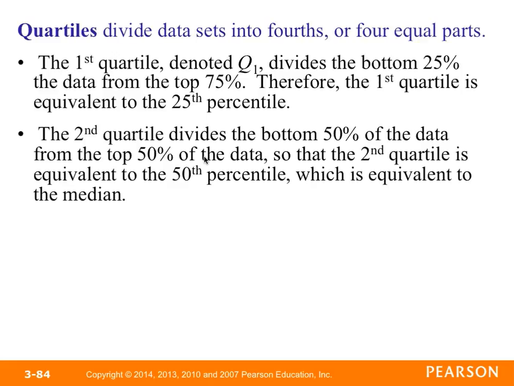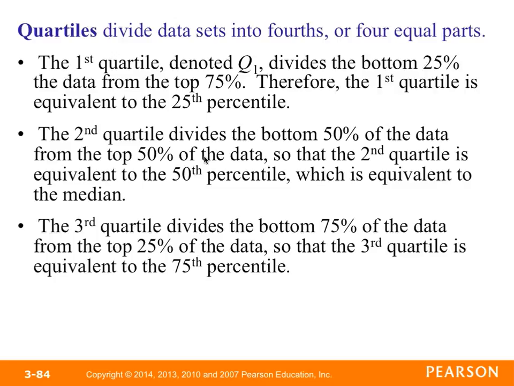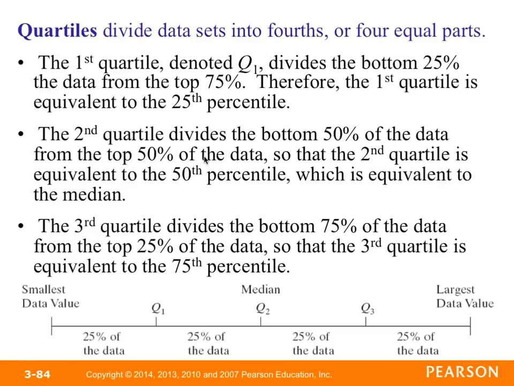The second quartile divides the bottom 50% of the data from the top 50%, so the second quartile is called the 50th percentile. Hopefully you already recognize the 50th percentile, that's actually your median, it's your middle number. Now, the third quartile divides the bottom 75% from the top 25%, so the third quartile is equivalent to the 75th percentile. So we have first, second, and third quartiles equivalent to the 25th, 50th, and 75th percentiles.